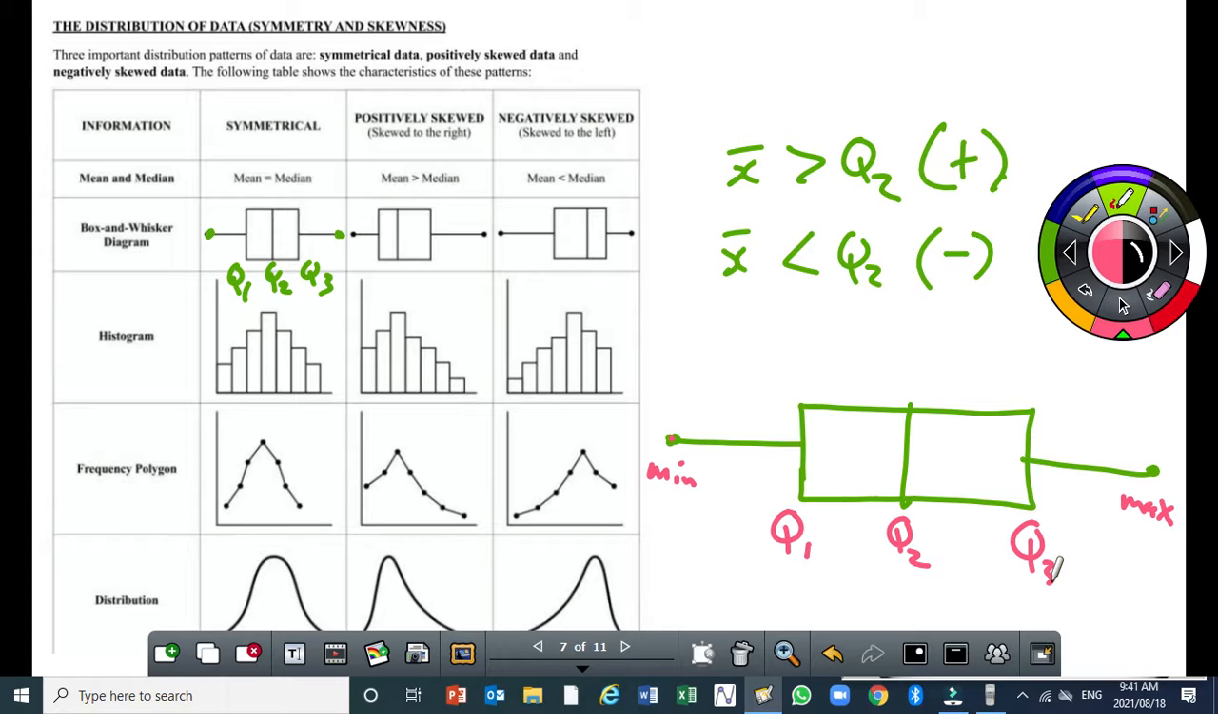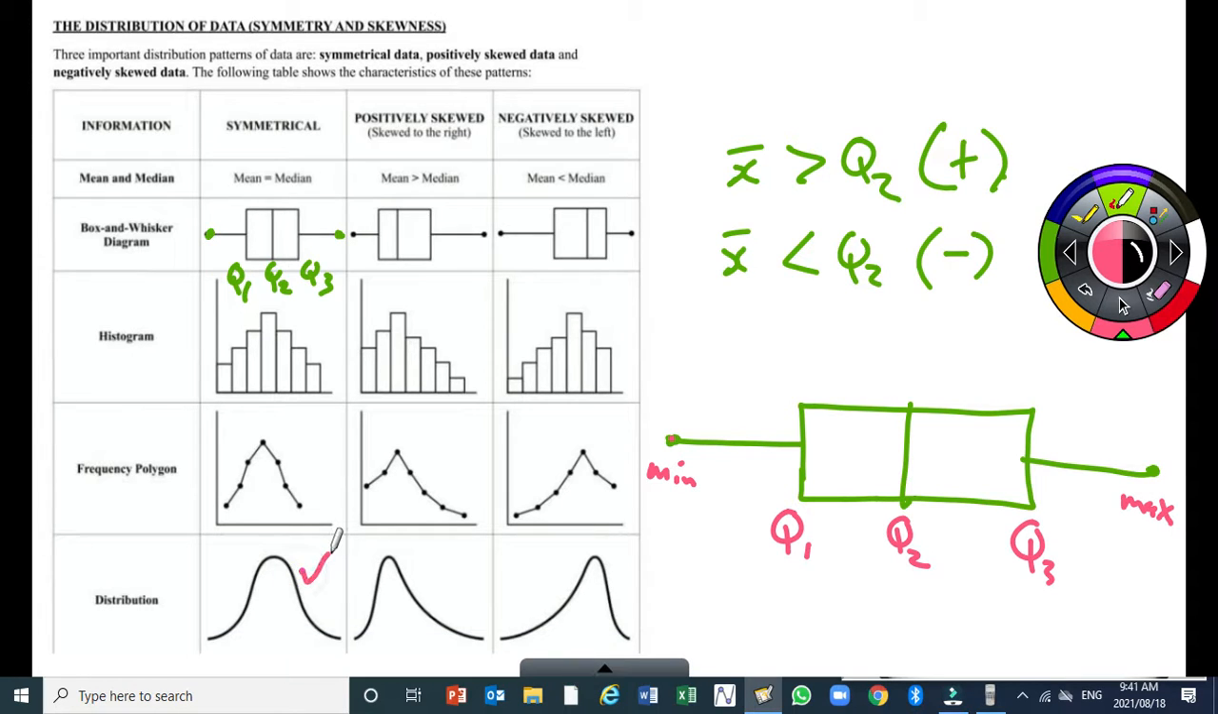When you draw what's called a distribution, which is a graph, it will look like this. For symmetric, you have a bell shape. For skewed to the right, the turning point moves slightly to your left. And here, the turning point moves slightly to the right, or skewed to the left.